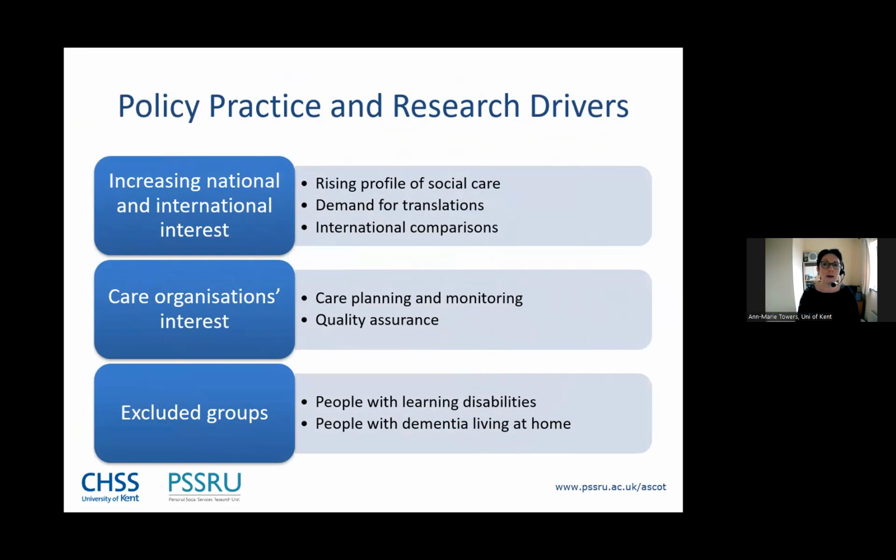And this has really been a global thing. So we've seen a huge increase in demand for translations of the measures and interest in making international comparisons. And I'll talk a little bit more about that in a moment.